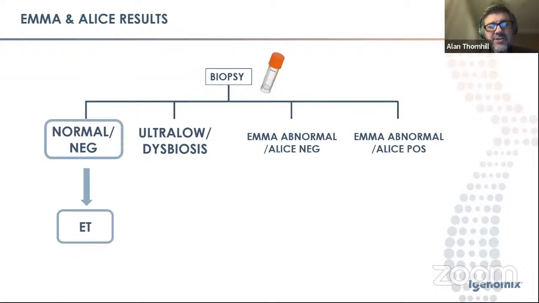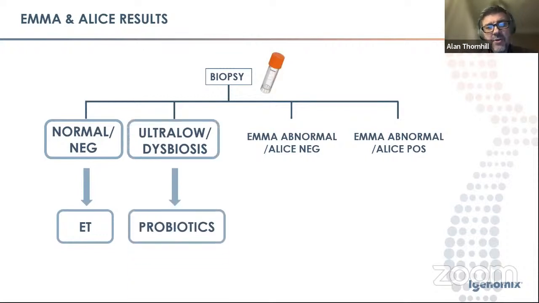I think you might need to click through this one. On the left-hand side, you can see a normal or a negative result from Emma and Alice. Just do the transfer. You don't need to do anything different. Ultra low biomass or dysbiosis is another result you can get on this report. That just means we can't find hardly any bacteria there, which isn't really normal, because bacteria are everywhere. So we say treat with probiotics. It's a bit like giving your endometrium a boost, just like when you come back off holiday and you've been really ill and they say have yogurt or Yakult because you're going to repopulate your gut with good bacteria.